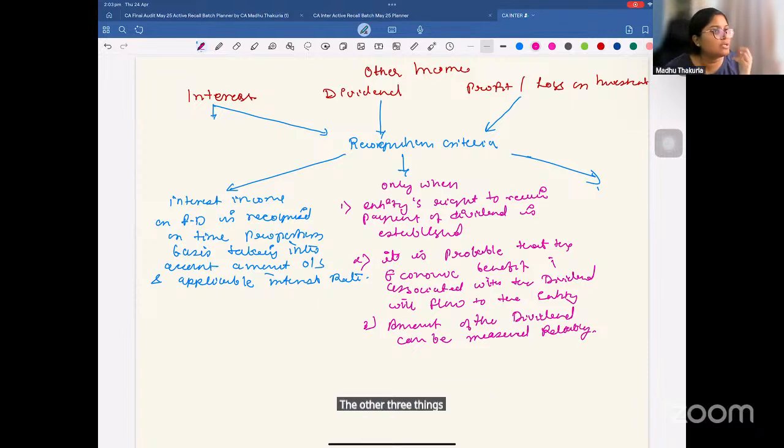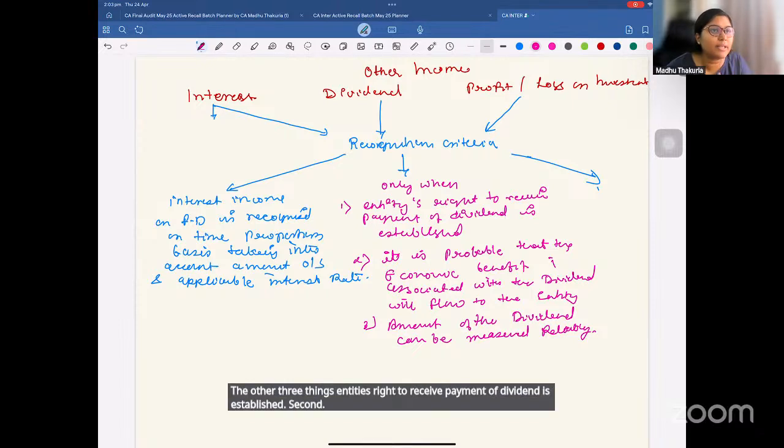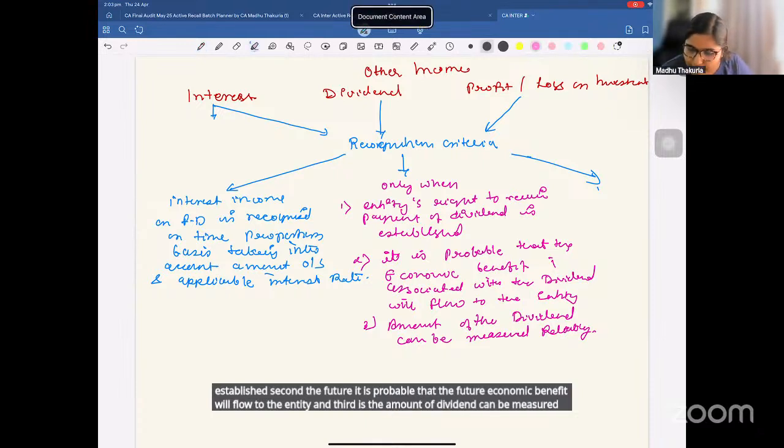Entity's right to receive payment of dividend is established. Second, it is probable that the future economic benefit will flow to the entity. And third, the amount of dividend can be measured reliably.